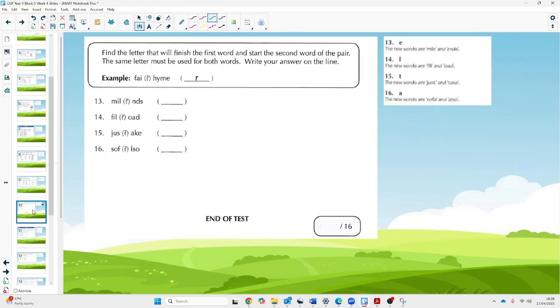Now the last part of this test, test 18, you're going to need to insert a letter to complete the first part of the word and then start the second word. So, finish the first word, start the second word. So, this one is an E for mile and ends. Number 14 is an L for fill and load. Number 15 is T for just and take. And then the final one is A, another vowel, sofa and also.